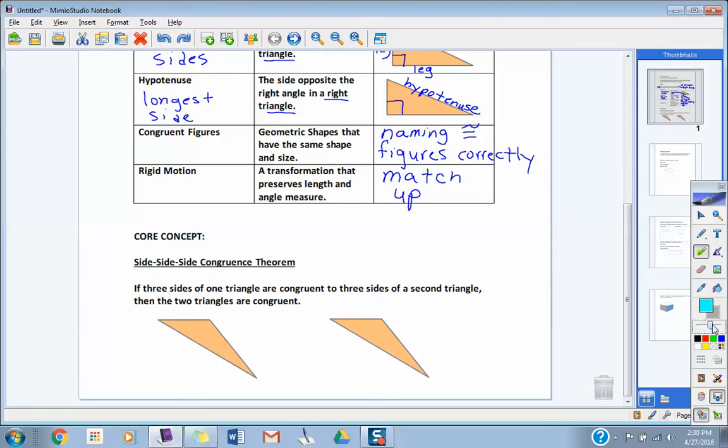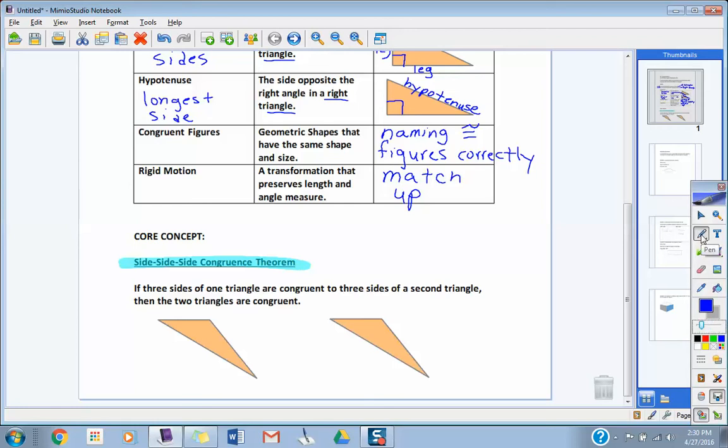Highlighter a little bigger. Side, side, side congruency theorem. Pretty important one here, okay? We said that triangles could be congruent in the last couple of sections that we had if we had two sides and an included angle. So we had side, angle, side, right? Well, this is different in this way right here, guys.